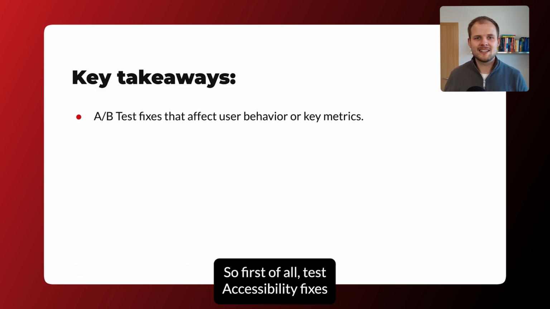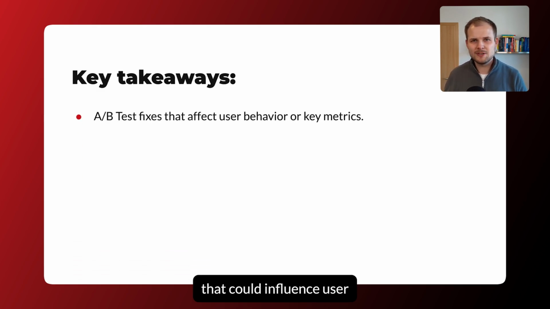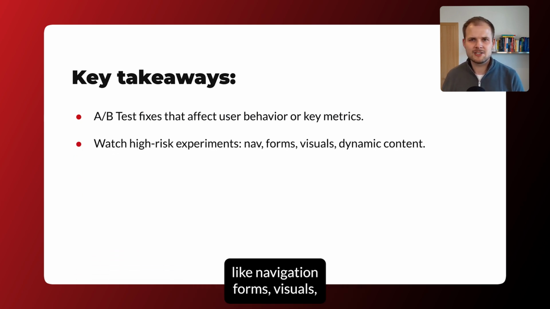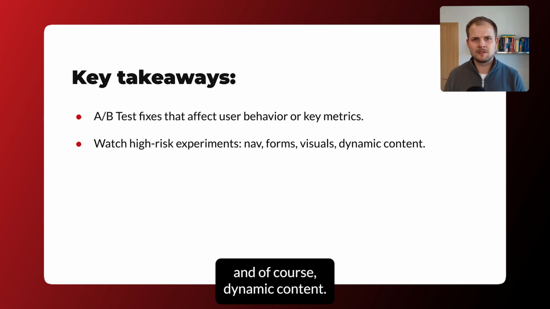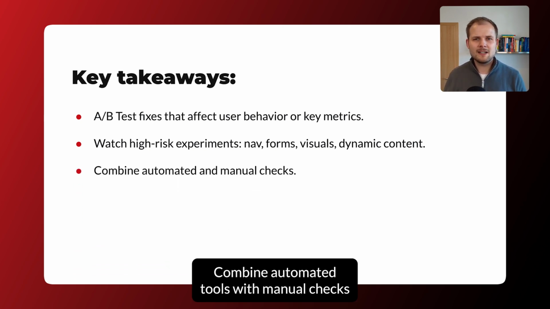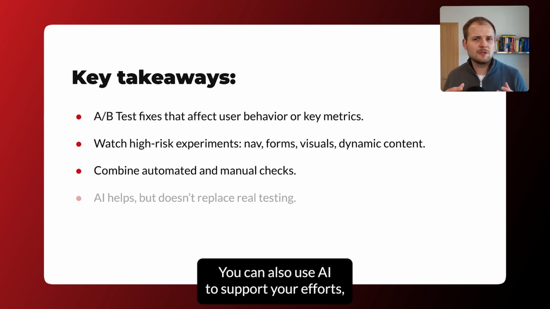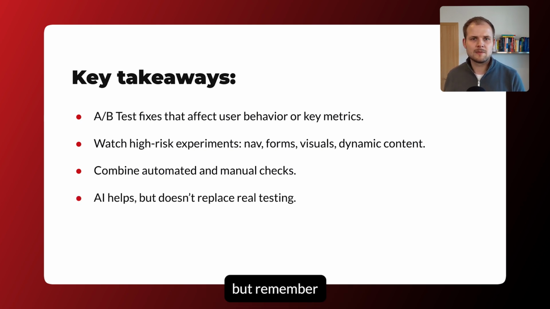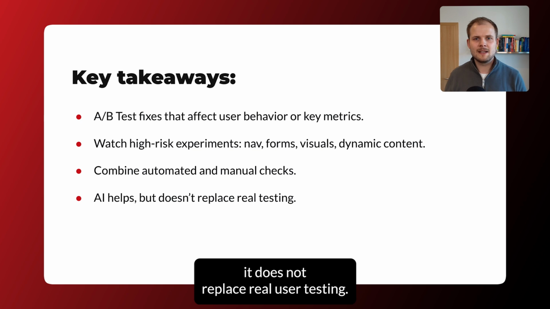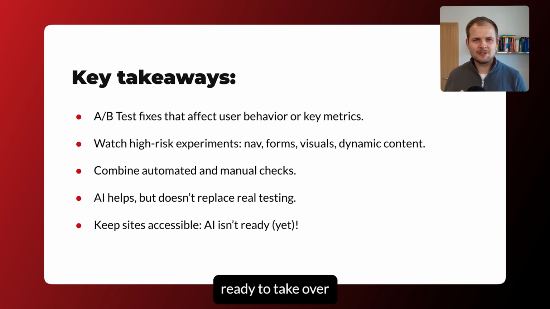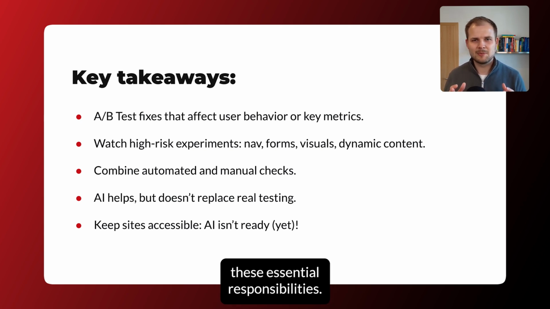So first of all, test accessibility fixes that could influence user behavior or key metrics. Pay close attention to high-risk areas like navigation, forms, visuals, and of course dynamic content. Combine automated tools with manual checks for reliable testing. You can also use AI to support your efforts, but remember, it does not replace real user testing. And finally, maintain your site's accessibility. AI is not yet ready to take over these essential responsibilities.